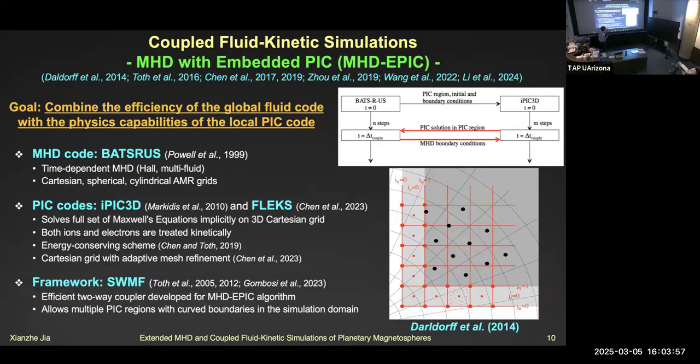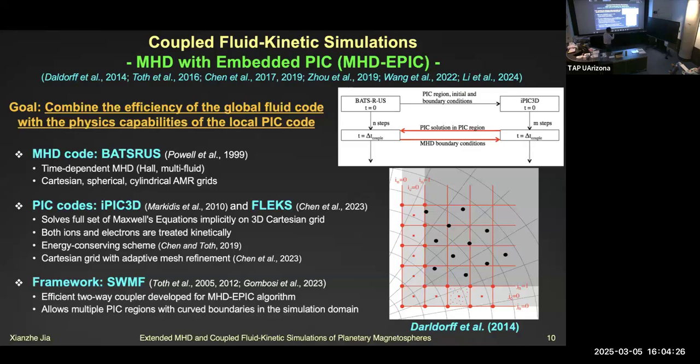Now you notice that these two codes are designed totally differently. They do not have to have the same time step, so you have to do some timing to allow them to communicate in physical time. Every delta t, they talk to each other. All of this is done within our Space Weather Modeling Framework, which has a long history at Michigan, and we use a two-way coupler, which allows us to do this fairly efficiently.